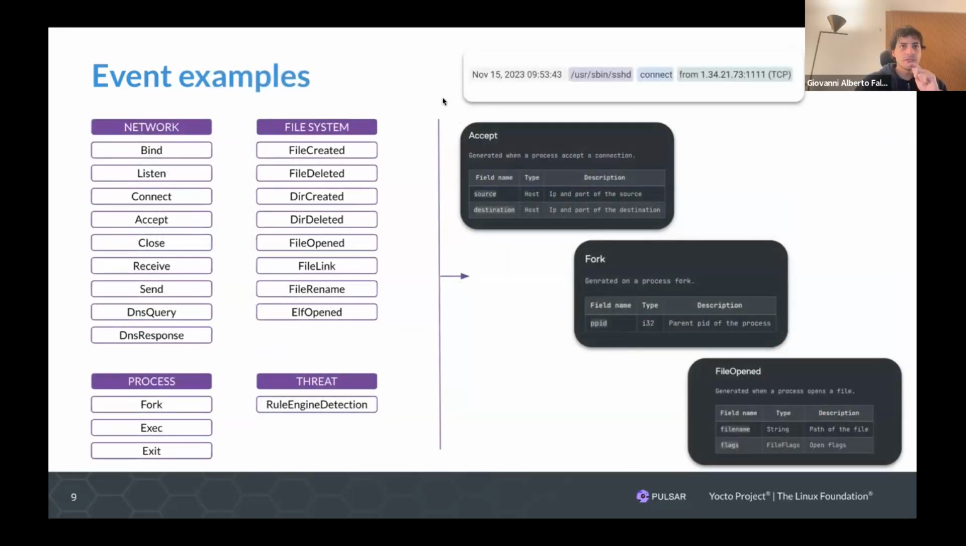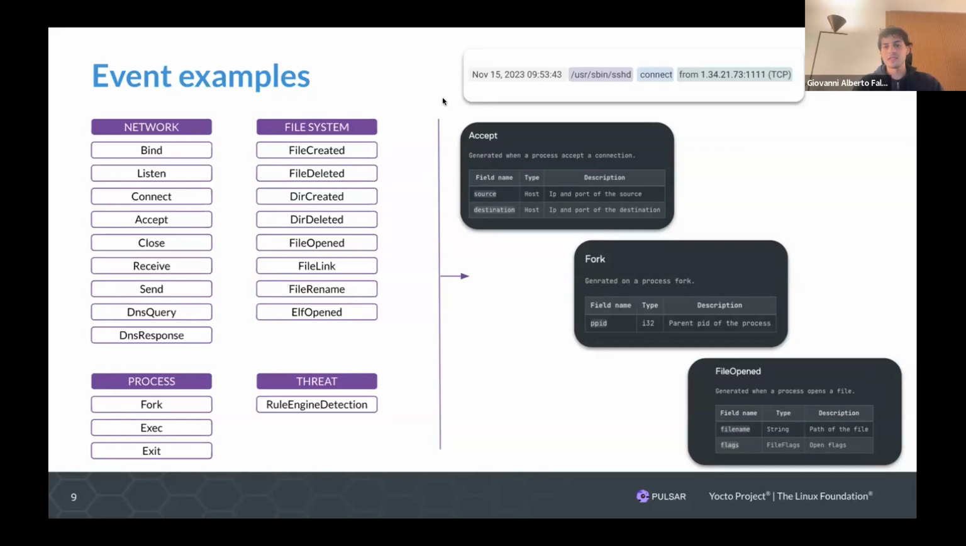Here are some examples of what Pulsar events look like. Again, they're divided by module in here. So you can see some network events. For example, we have bind, listen, connect, accept, and many more. An accept event is generated when a process accepts a connection from a given source. And we have another example, a file created event, that is triggered on the creation of a new file, or a file opened event when any file is being opened by some process.